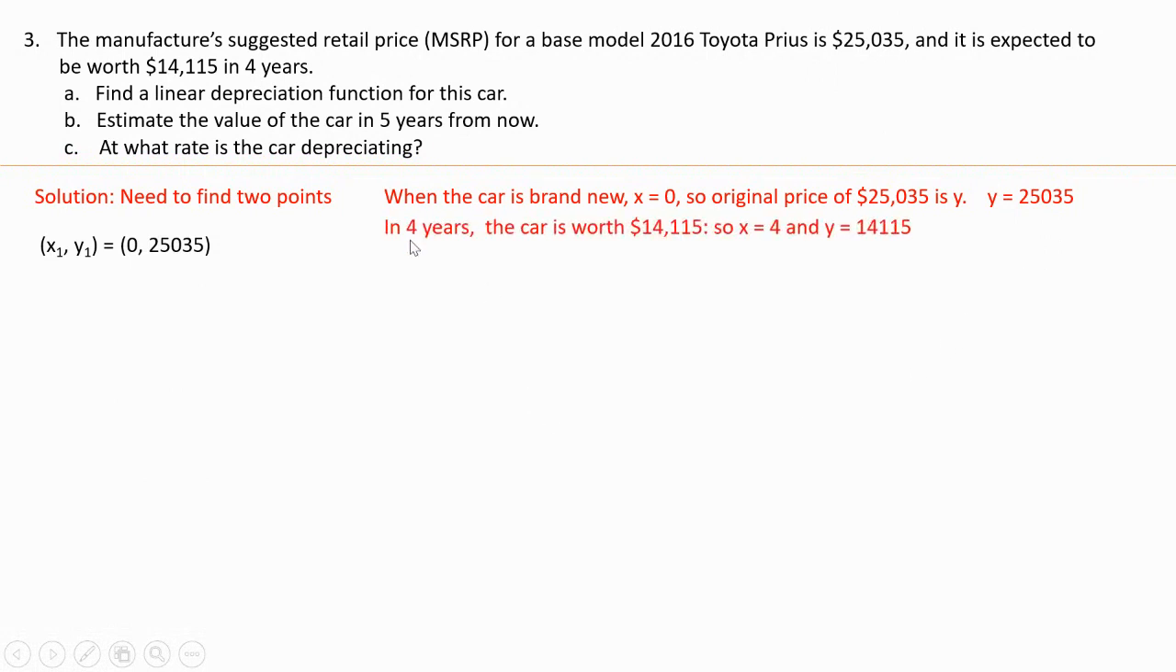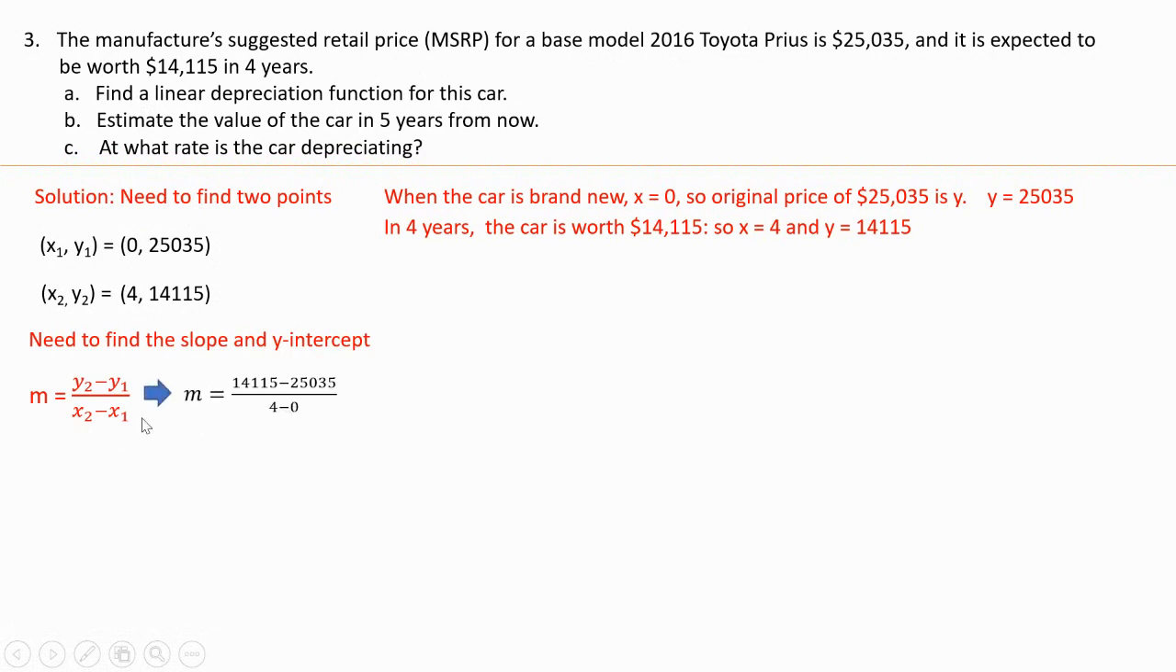Now my second point. In 4 years from when you started, when the car was brand new, x is going to be 4. So in 4 years from this point, it's going to be worth 14,115. So that's my second point. Now this is the same process that we did earlier. We got 2 points. We have to find the linear equation, or the linear function, for part A. So we do the same thing as before. We have to find the slope and y-intercept.